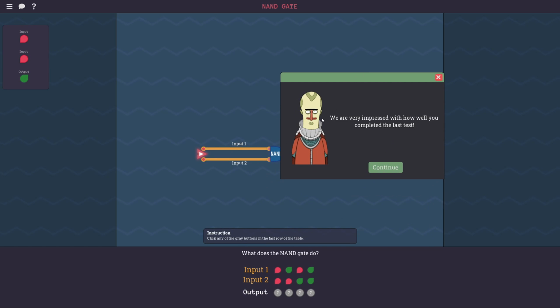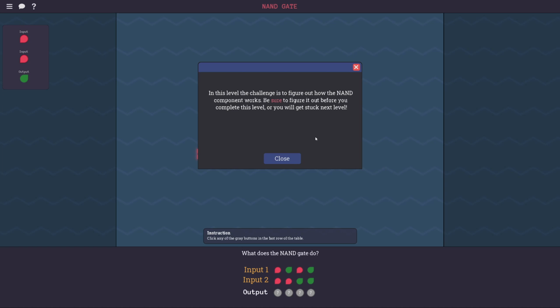We are very impressed with how well you completed the last test. We've decided you are probably not a plant. Okay, that's good. Not a plant. In this level, the challenge is to figure out how the NAND component works. Be sure to figure it out before you complete this level or you will get stuck on the next level.